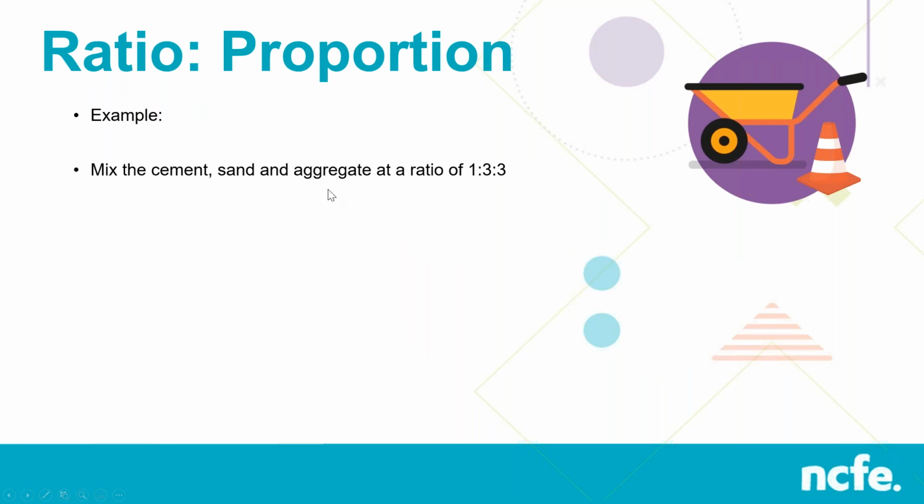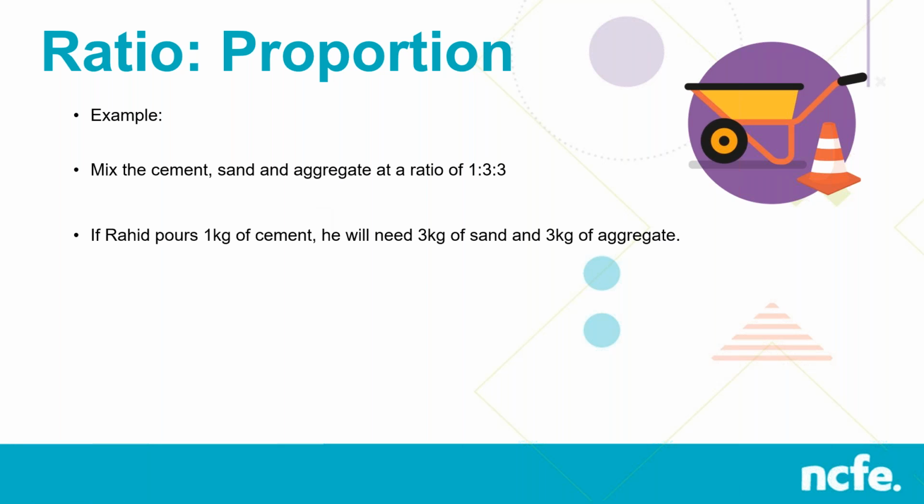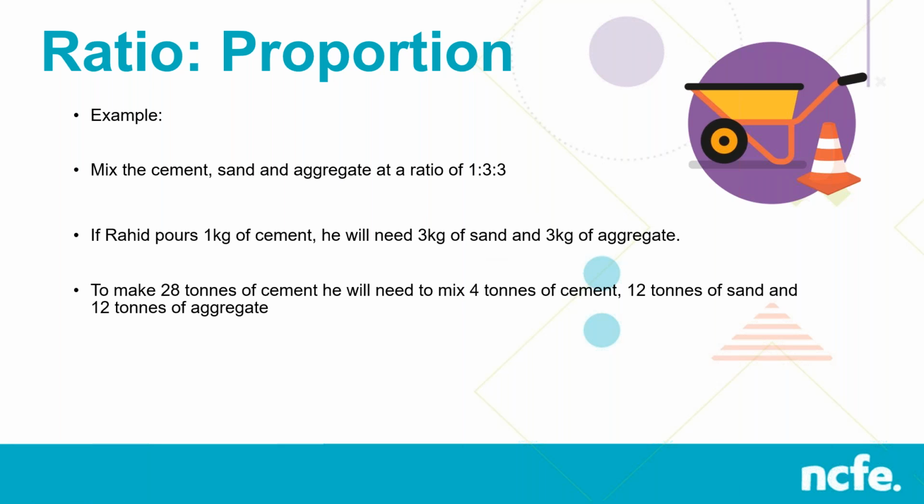So as an example, if we need to mix cement, sand and aggregate at a ratio of 1 to 3 to 3, and Rahid is pouring, he needs to pour 1 kilogram of cement. For 1 kilogram of cement, he's going to need 3 kilograms of sand, because that's in the second position, and 3 kilograms of aggregate. The ratio will work no matter what units Rahid uses.